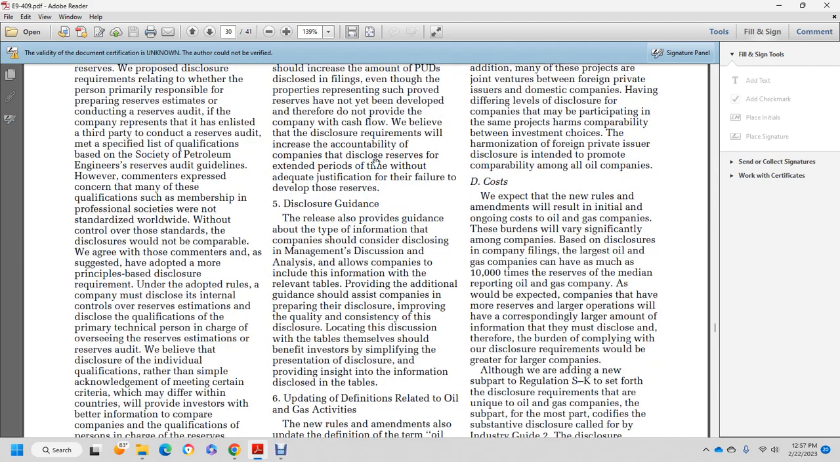5. Disclosure guidance. The release will provide guidance about the type of information the company should consider in the disclosure of the management's discussion and analysis, and will allow the company to include the information with the relevant table. Providing additional guidance should assist companies in preparing the disclosure and improve the quality and consistency of the disclosure. Locating the discussion with the tables themselves could benefit the investor by simplifying the presentation of the disclosure and providing insight into the information described within the table.